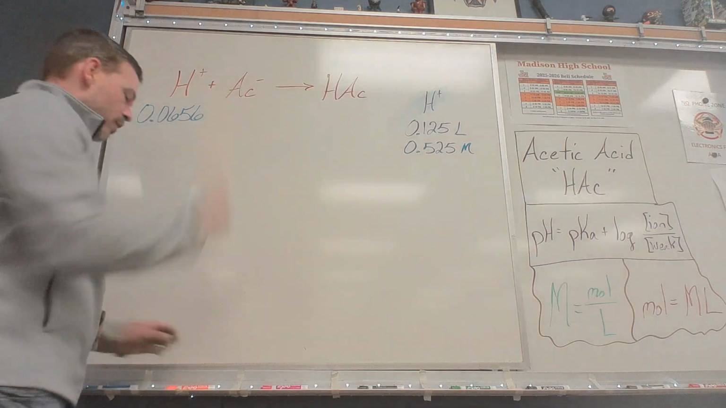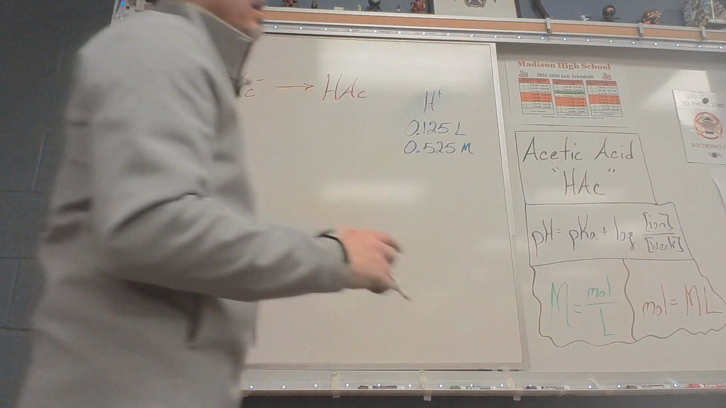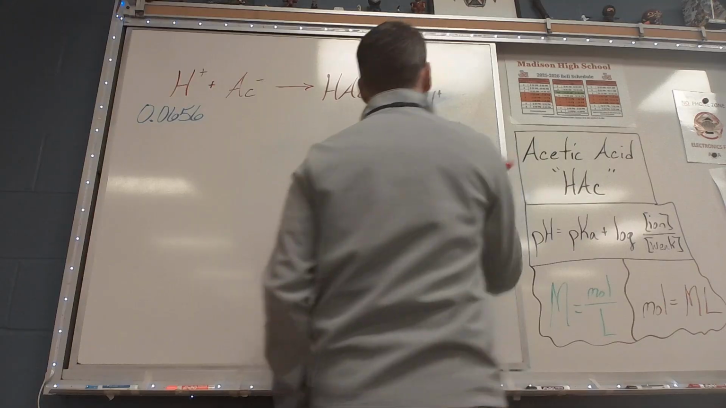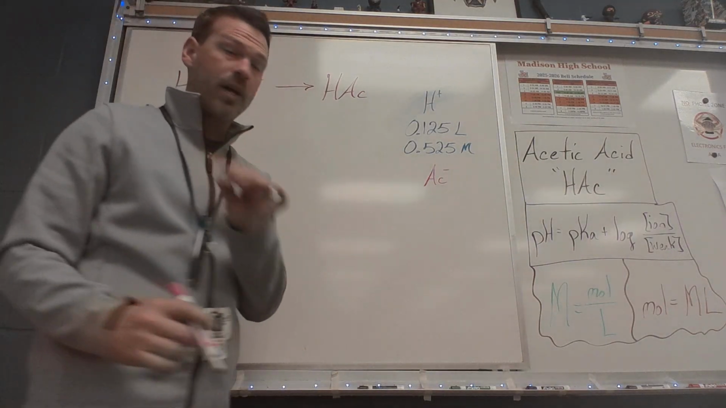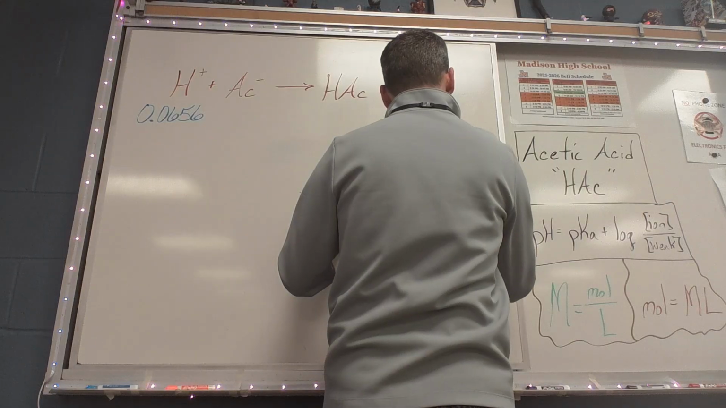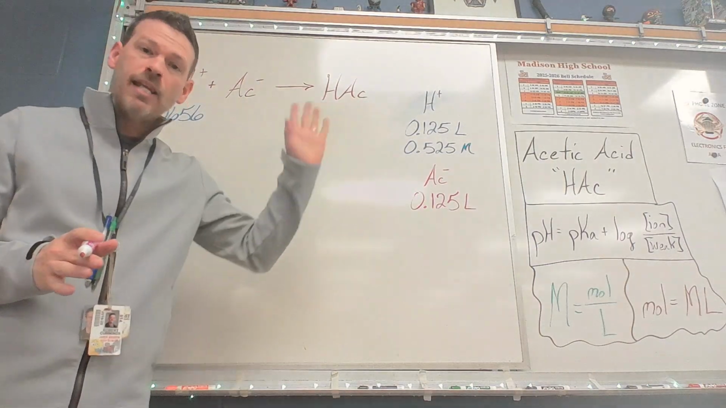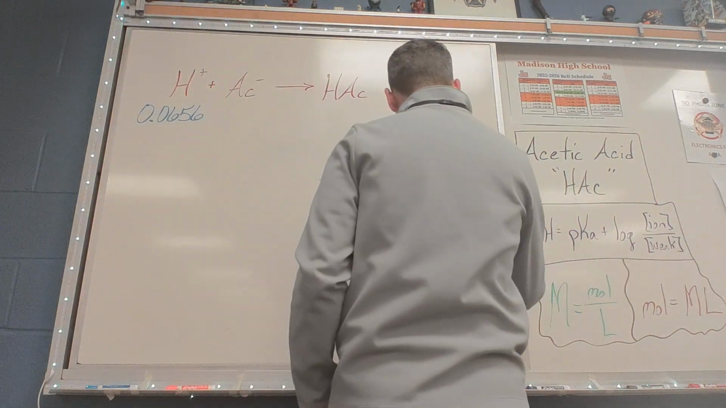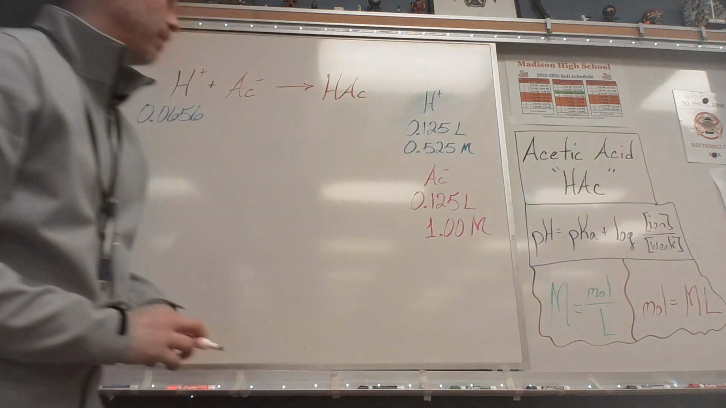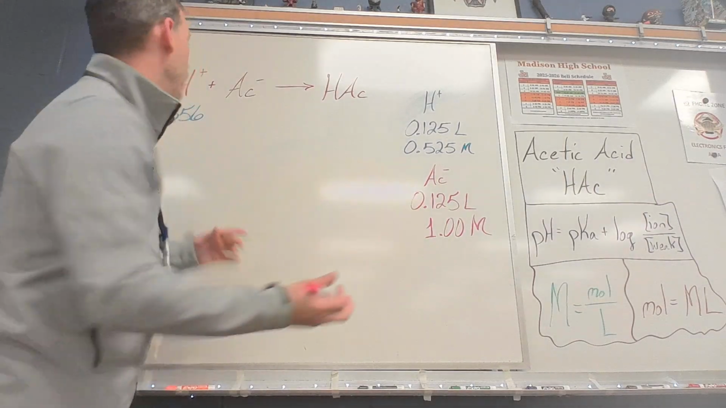If we head over to the acetate ion, you can find values for that as well. 125 mils. All right, so now we're dealing with this one. 125 mils, which is 0.125 liters. But his molarity is 1. Of course, if you multiply those, you'll get moles of 0.125.